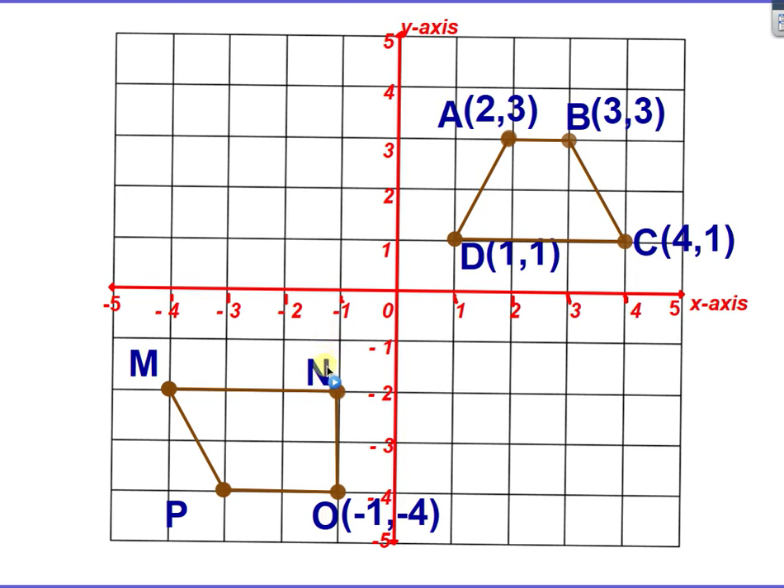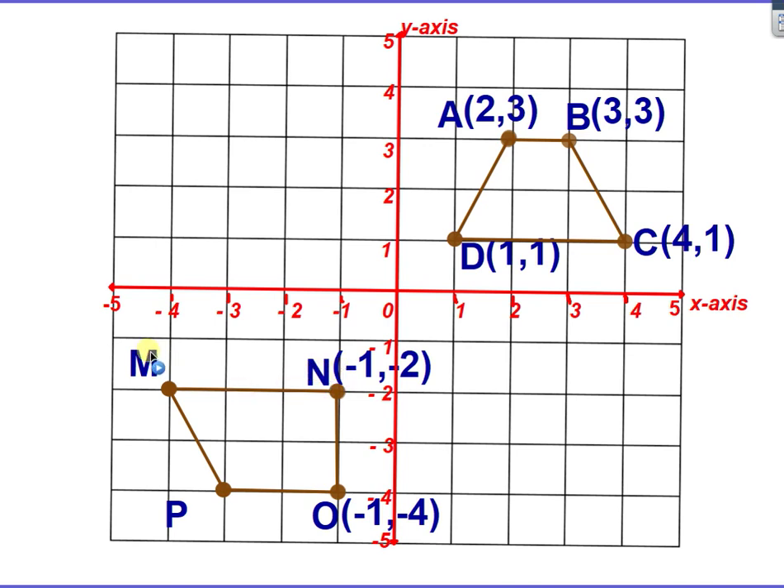What about point N? Point N is going to be recorded as negative 1 and negative 2. On the horizontal axis, we have negative 1. On the vertical axis, we have negative 2. So move to the left. On the horizontal axis, 1 unit. Move to the south. That is the vertical axis, 2 units to get point N. Therefore, point N will be recorded as minus 1, minus 2.